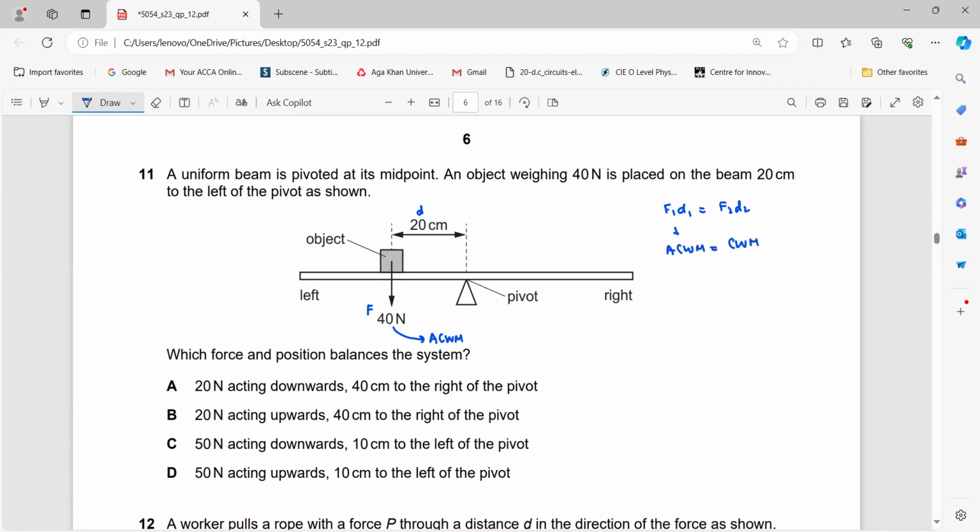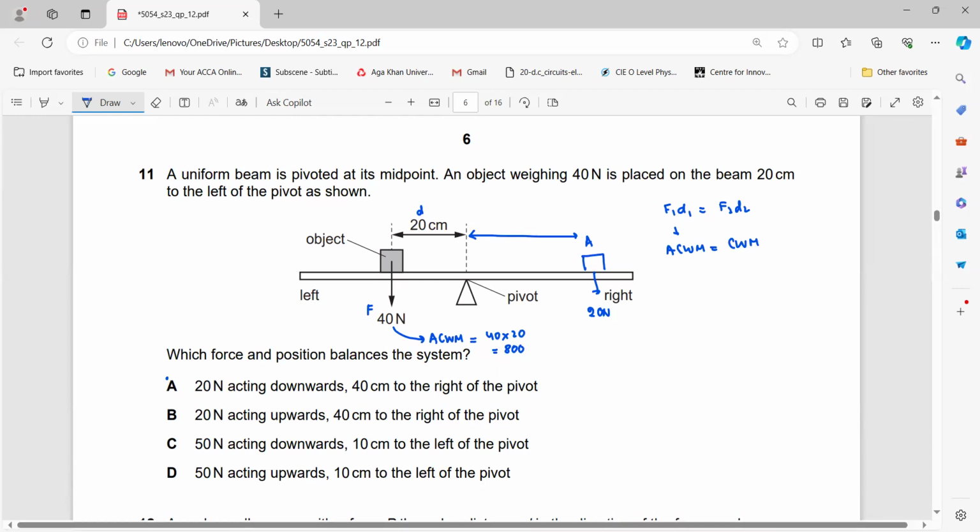Let's talk about part A. It says 20 newtons acting downwards, 40 centimeters to the right of the pivot. So let's say this is object A. It's 20 newtons acting downwards, and it's 40 centimeters to the right. Let's find out the anti-clockwise moment first, which is force times distance, which is 40 times 20, which is 800.